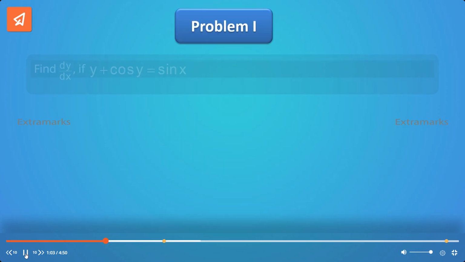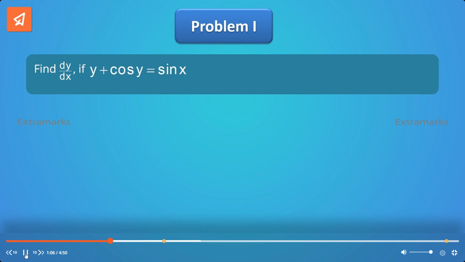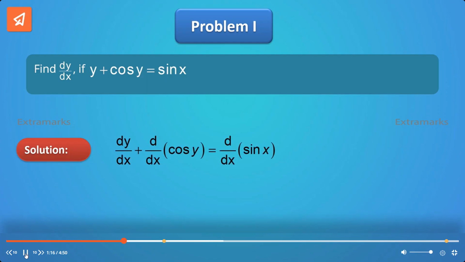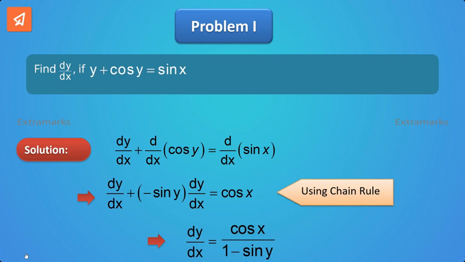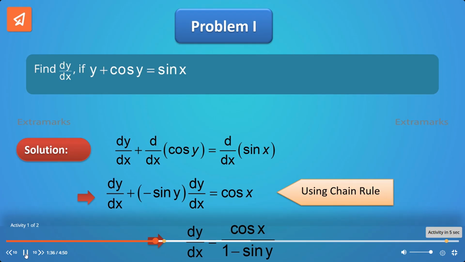Consider the example where we have to find dy upon dx of y plus cos of y equals sine of x. First, we'll differentiate the relationship directly with respect to x, that is, dy upon dx plus d of cos of y upon dx equals d of sine of x upon dx. Now using the chain rule, we get as shown. On further simplifying, it gives dy upon dx equals cos of x divided by 1 minus sine of y, where y is not equal to odd multiples of pi by 2.